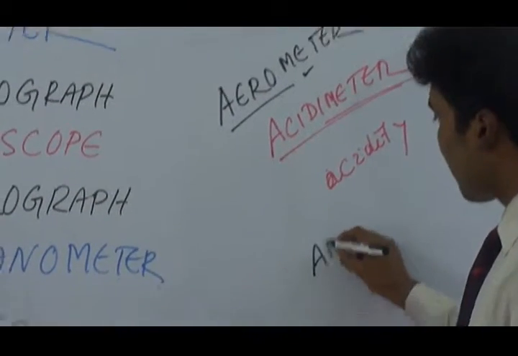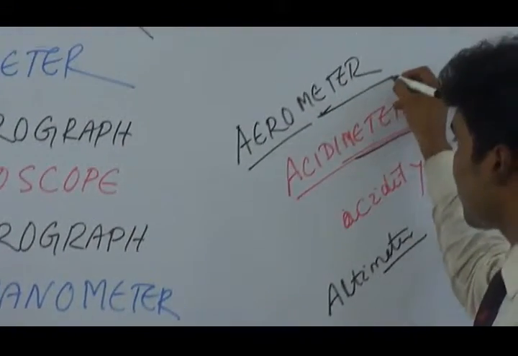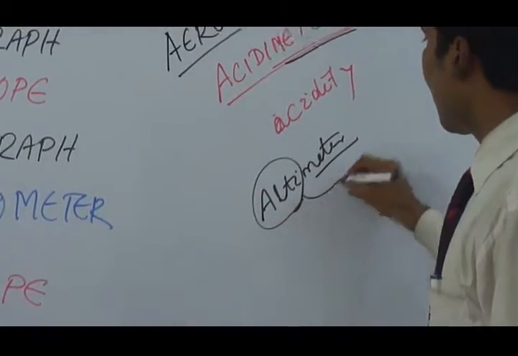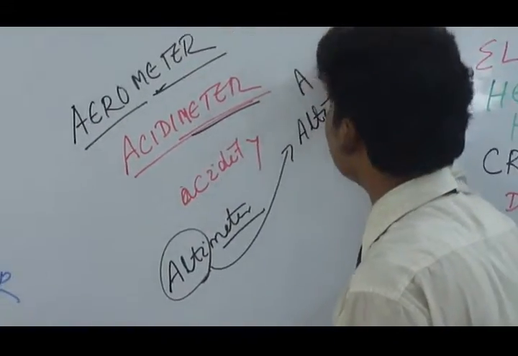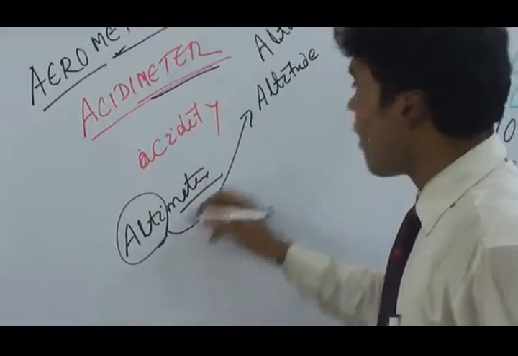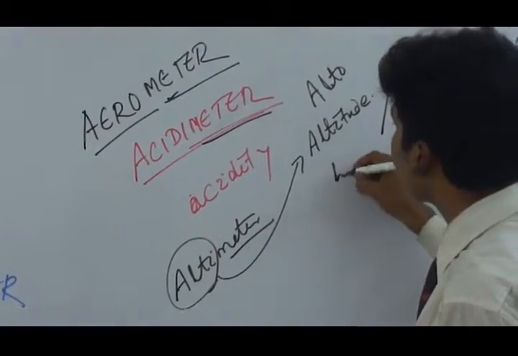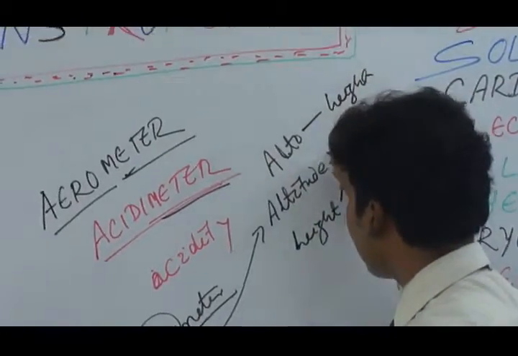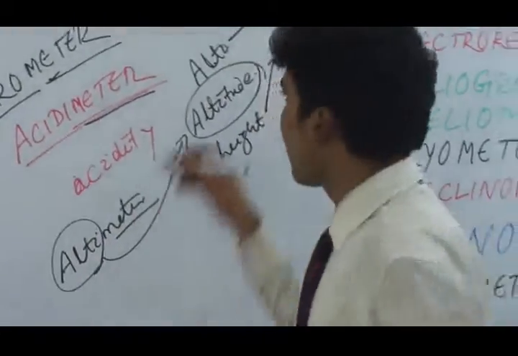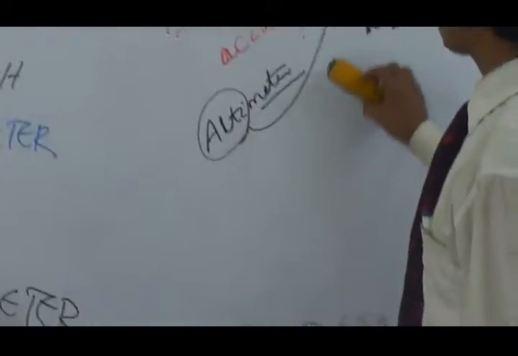Altimeter. Very simple. Meter is meter. You see, meter is here, and alti means actually altitude, that is height. Do not confuse alto and alti. Alto also means height. But altitude is related more to atmosphere, and alto is related more to height only. So keep in mind, altimeter: instrument used for measuring altitude.